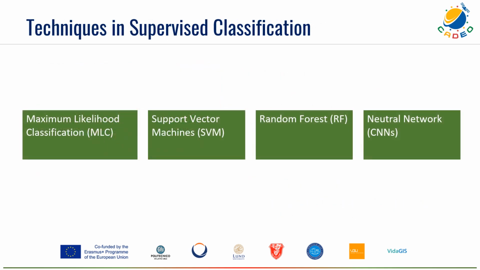A good classifier will find the optimal decision boundaries that maximize class separation. There are several techniques commonly used in supervised classification. The first one is maximum likelihood classification, which we call MLC. The second is support vector machine, SVM, then random forest, RF, and neural networks such as CNNs. So let's walk through each technique of supervised classification.